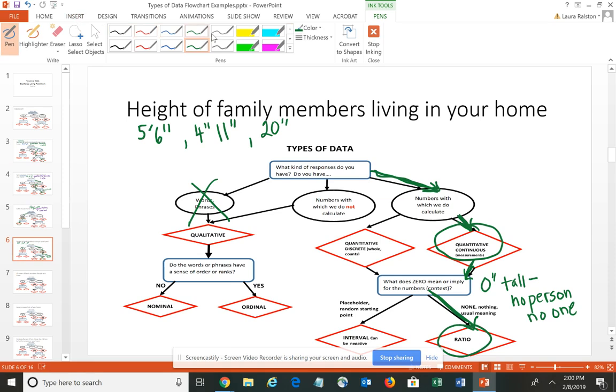So ultimately, we've decided that the height is quantitative. It's a number. It's continuous because it's a measurement and you can have part of a foot or part of an inch. And it's at the ratio level.